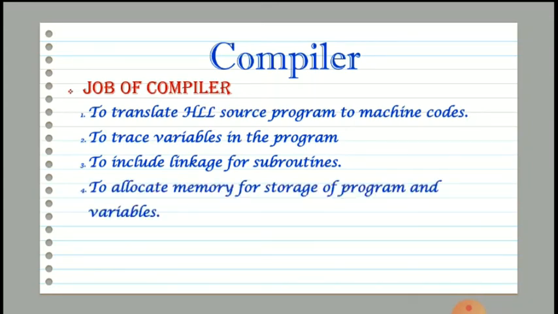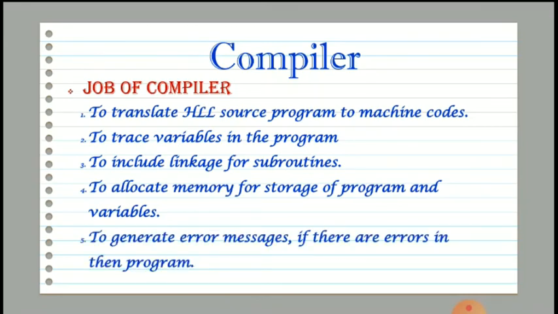Fourth one, compiler is used to allocate memory for storage of program and variables. So compiler is also used to tell where exactly the instructions or program and variables should be stored in the computer. Fifth one, compiler is used to generate error messages if there are errors in the program.